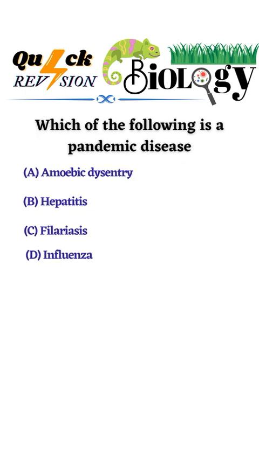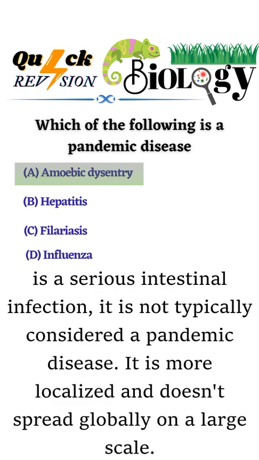Next is, which of the following is a pandemic disease? A. Amoebic dysentery. B. Hepatitis. C. Filariasis. D. Influenza. We'll be discussing which of the following is a pandemic disease. Let's go through the options. Option A. Amoebic dysentery. While amoebic dysentery is a serious intestinal infection, it is not typically considered a pandemic disease. It is more localized and doesn't spread globally on a large scale.